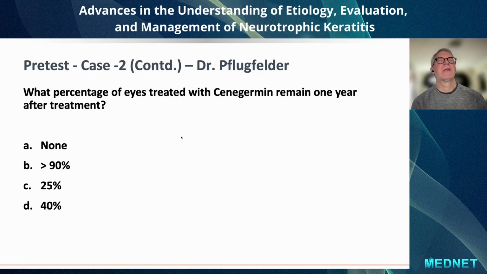The question related to this case is what percentage of eyes treated with Cenegermin remain healed 1 year after treatment? And the options are listed there: none, greater than 90%, 25%, or 40%.